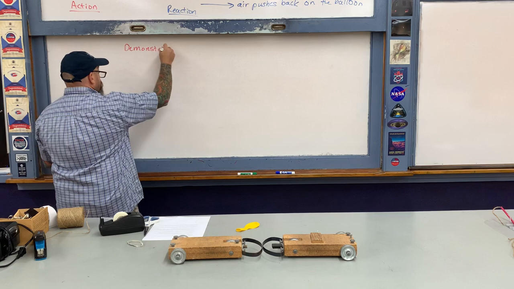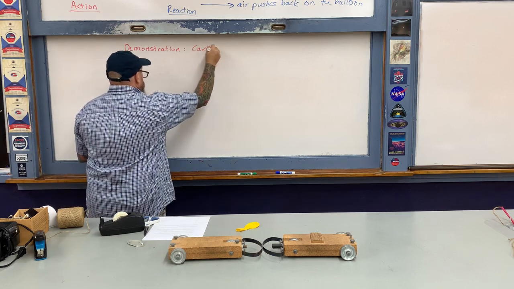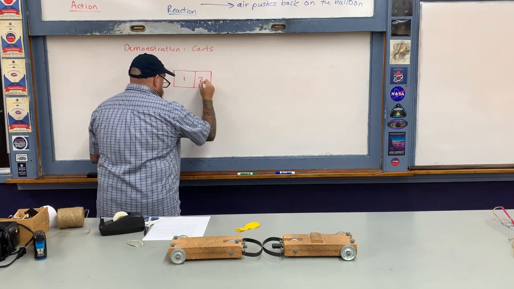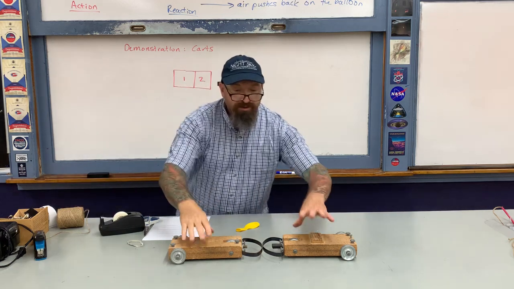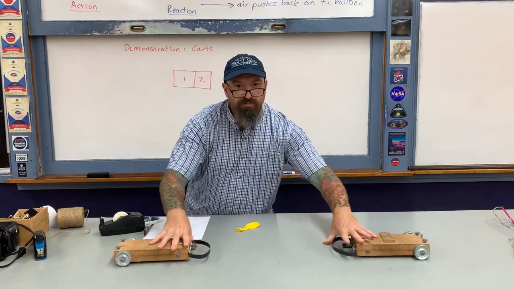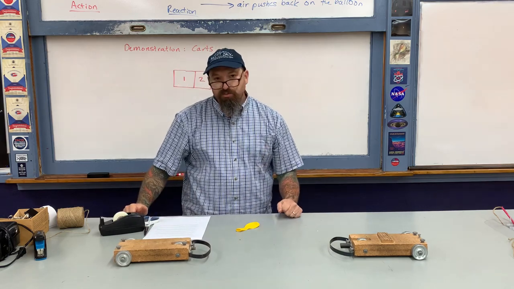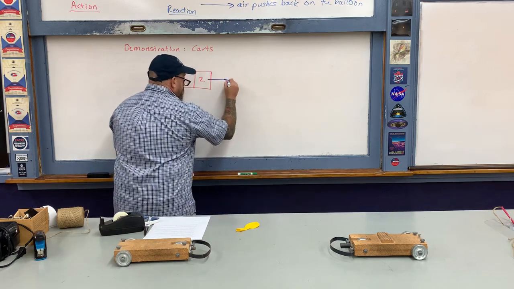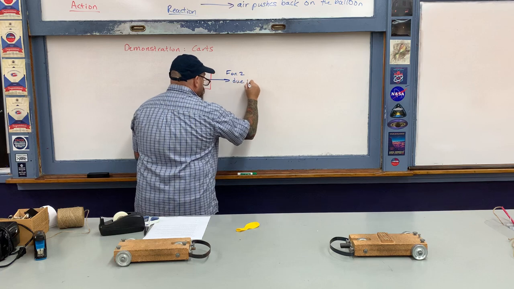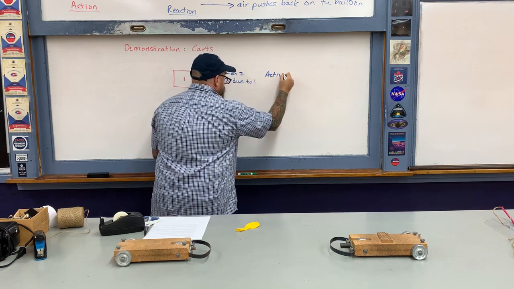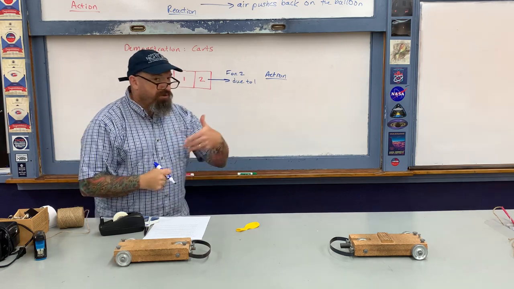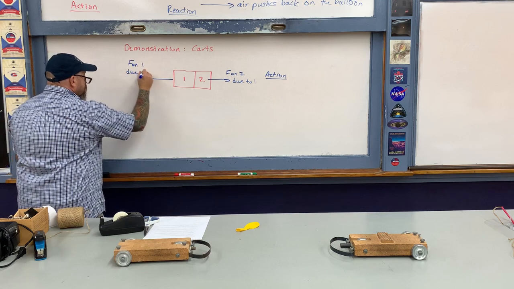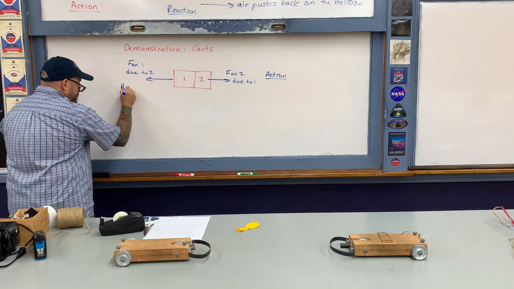So now here's this demonstration involving these carts. Here's cart one and here's cart two. While the bands are springing back to their equilibrium position, while the carts are still in contact with one another, they are exerting forces on one another. For example, right here there is a force on two due to one. Think of this as the action. Therefore, the equal and opposite reaction is that right here there is a force on one due to two. This is the reaction.